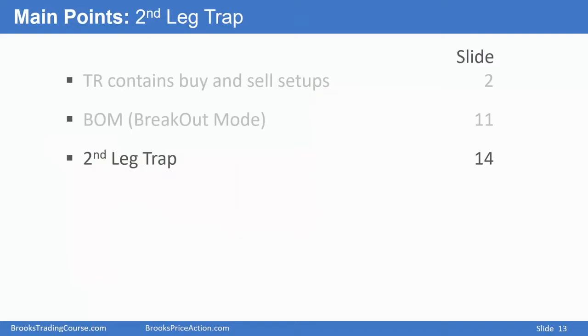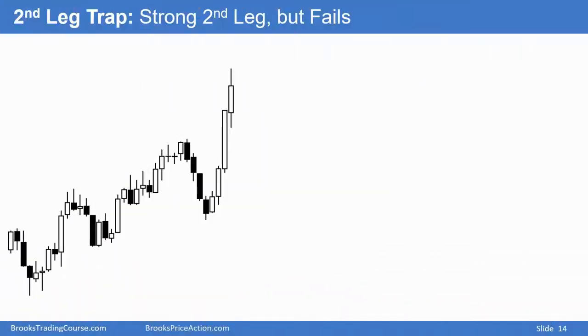I want to talk some about second leg traps. I think they're very important, and they create a major problem for traders starting out. Here we have a bull channel, maybe a wedge, 1, 2, 3. Complex first leg up. The bears tried to reverse down, but then look what happened.